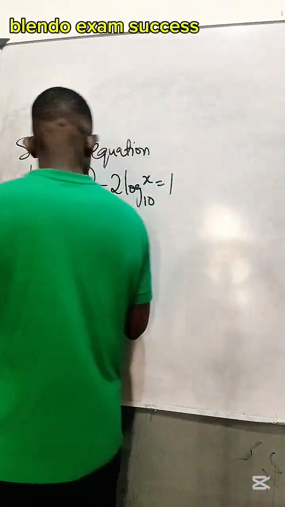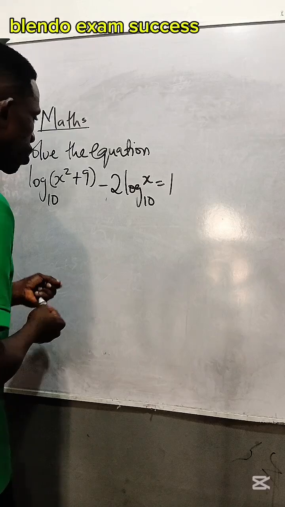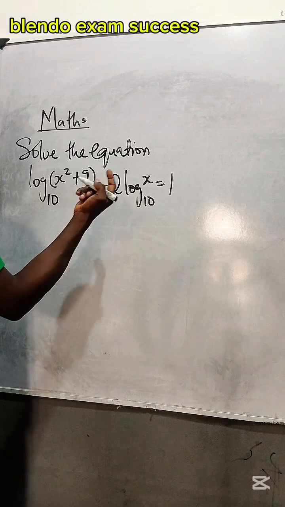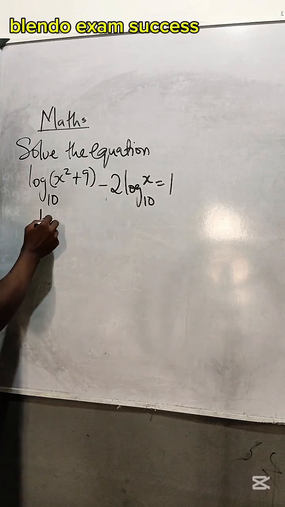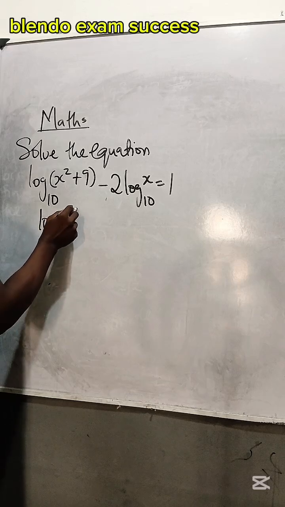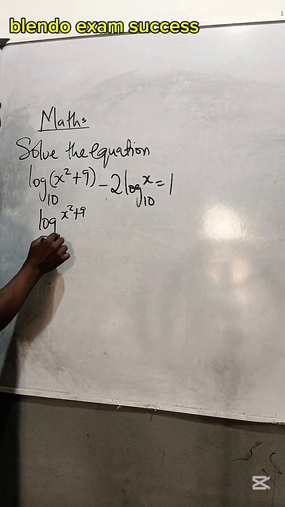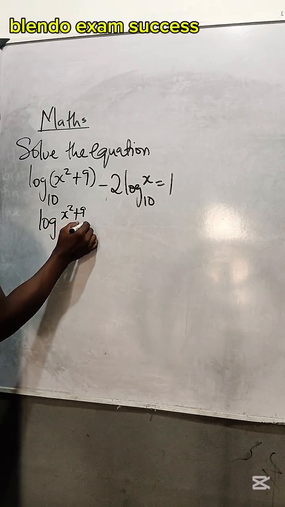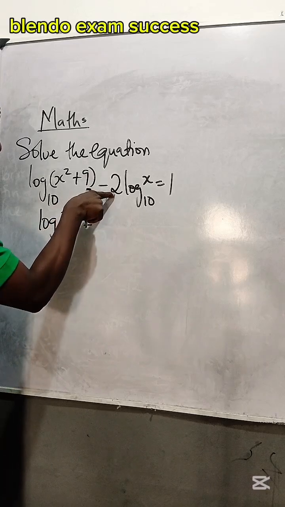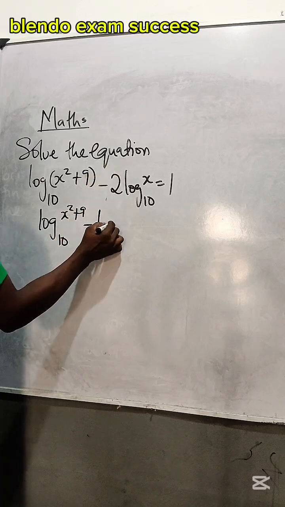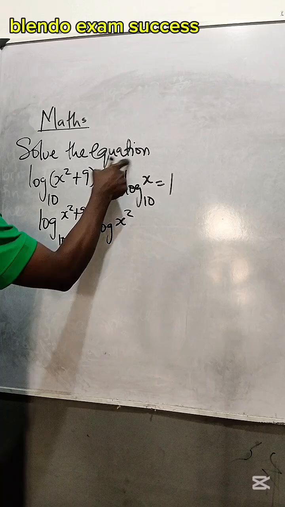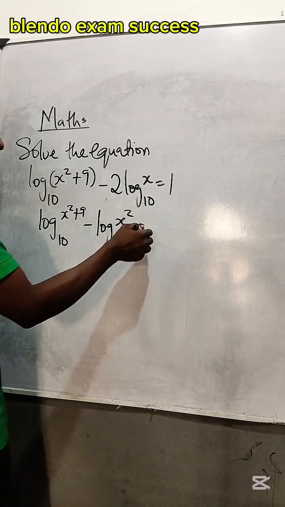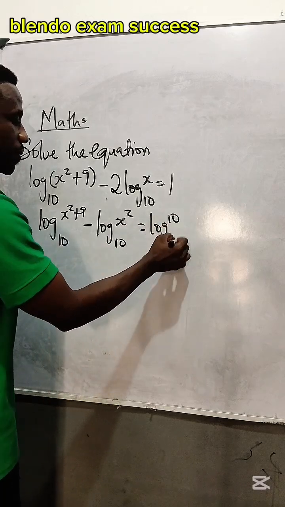Okay, and since they have the same base, all we just need to do is change minus to division. So we have log of x squared plus 9, you keep it, base 10. Now, this minus will be division, but we have to remove this 2 first. You have 2 log x. If 2 should move, it becomes log x squared base 10 equal to 1. And 1 we know is log 10 base 10.